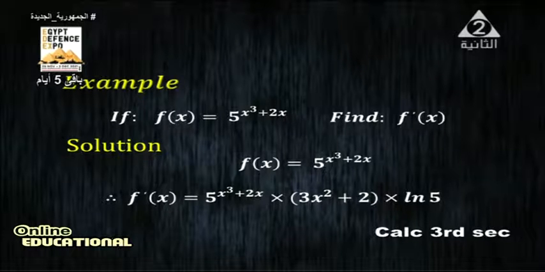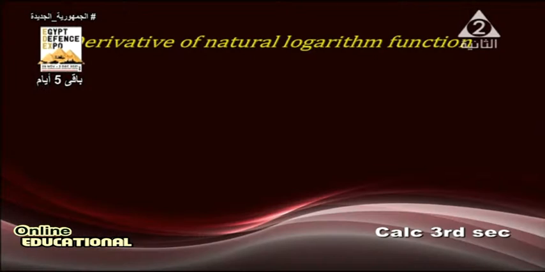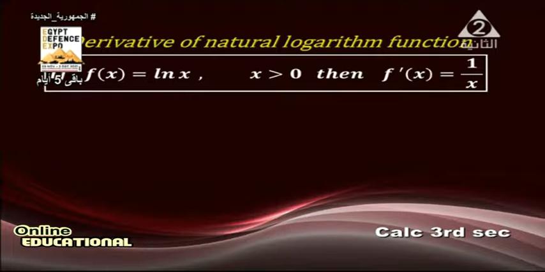Then the derivative of the function 5 to the power x power 3 plus 2x is 5 to the power x power 3 plus 2x multiplied by (3x power 2 plus 2) multiplied by ln 5. Students, we can deduce the following rule. Derivative of the natural logarithm function. If f(x) equals ln x, where x is bigger than 0, then the derivative f'(x) equals 1 over x.